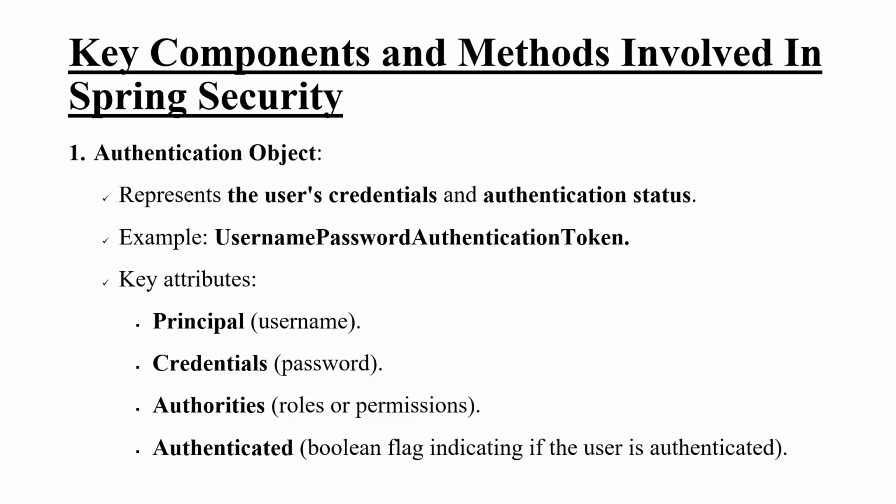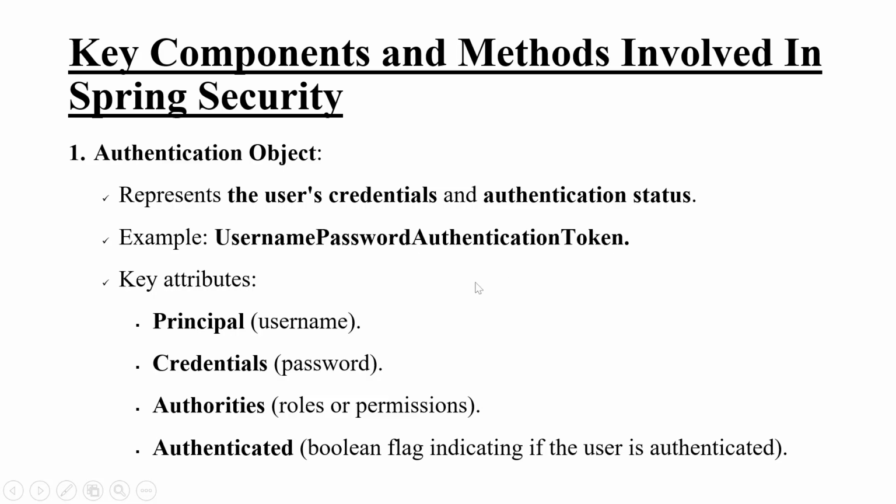Let us get started. So in this video, we are going to look at some key components and methods involved in Spring Security. So we have the authentication object. Basically, an authentication object represents the user's credentials and authentication status. An example of an authentication object is UsernamePasswordAuthenticationToken.